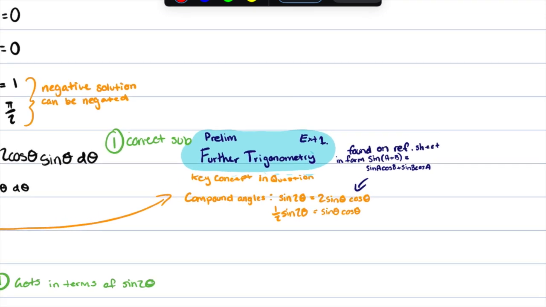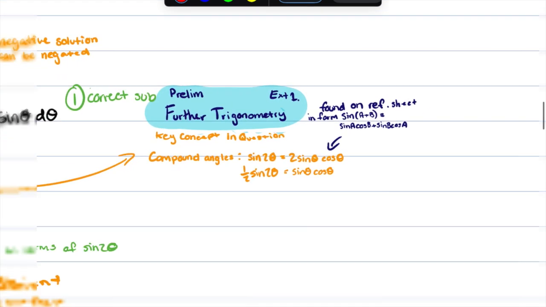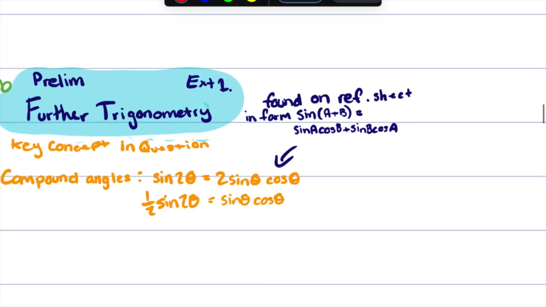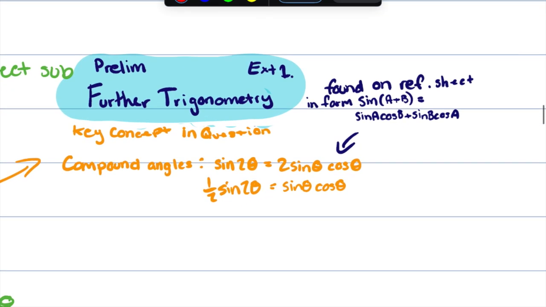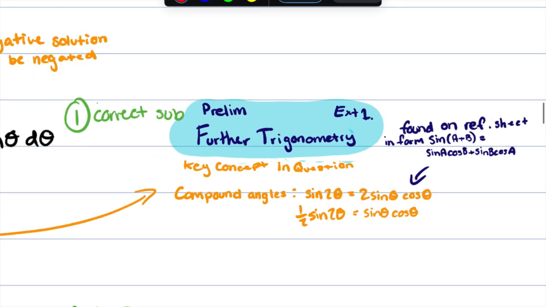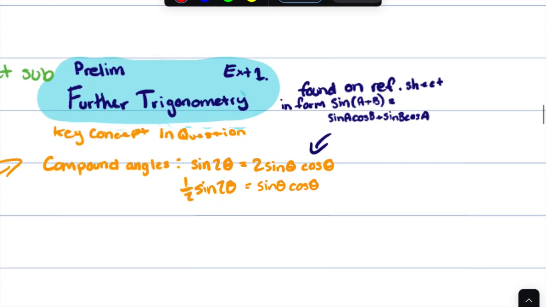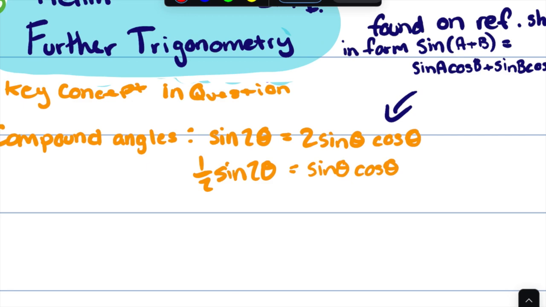From this, we can link it to our prelim for the trigonometry unit in extension 1. Found on our reference sheet, we know that sine of a plus b is equal to sine a cos b plus sine b cos a. This is our compound angles. When we have the same angle, however, we know that sine of 2 theta, in this case, is 2 sine theta cos theta, as what we had discussed up here. Dividing both sides by 2, we know that sine theta cos theta is equal to a half sine 2 theta.